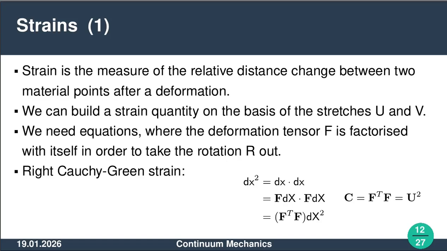By identification, we find, as expected, the corresponding square mapping and a factor of interest, the right Cauchy-Green tensor C. It is the square of the right stretch tensor U. So C, the right Cauchy-Green strain, is transpose of F times F equal U to the power of 2.